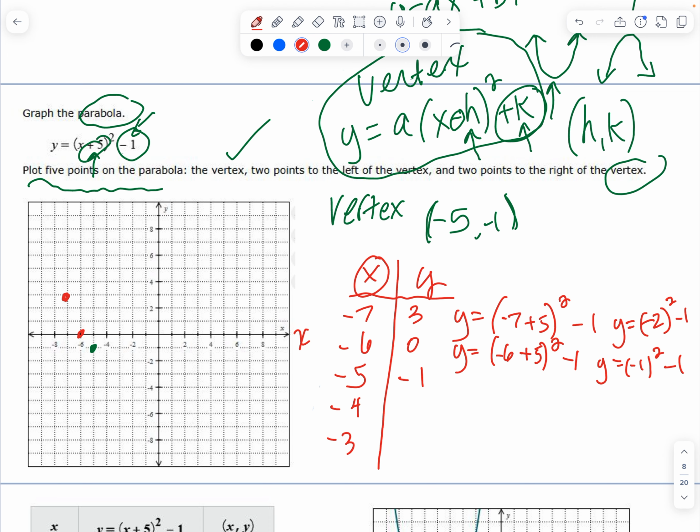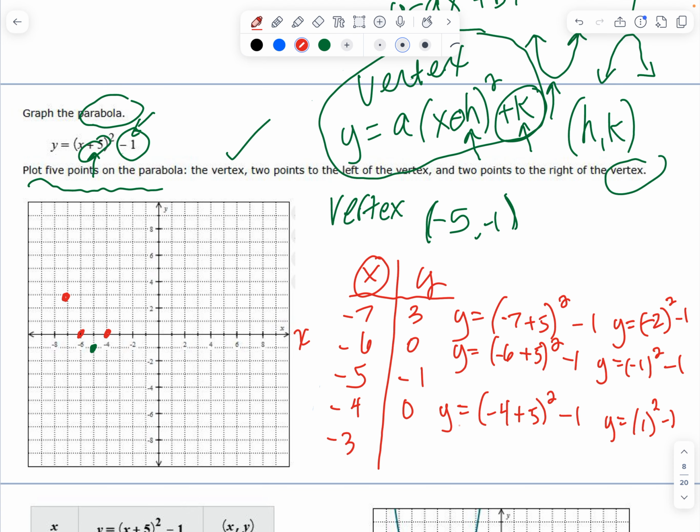We already took care of the vertex, so we're going to come down here to -4. So when x is -4, we'll put that into our formula. And so -4 plus 5 is 1. And 1 squared is 1. And 1 minus 1 is 0. So we have another point right here.